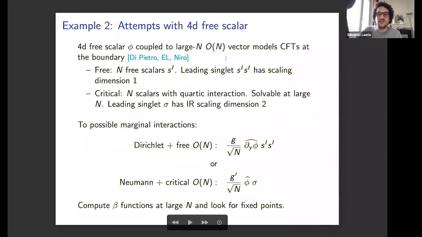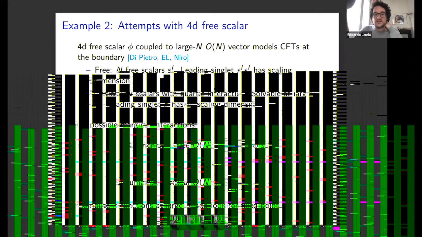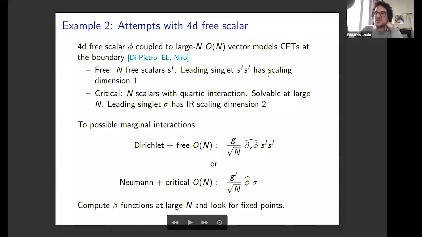So a natural choice are the O(N) vector models. These O(N) vector models are perfectly well-defined 3D CFTs. They are under control at large N. In particular, they come in two varieties. So we have the free O(N) vector models. They are just N free scalars, let's say phi_i as i goes from 1 to N. So the free O(N) vector model is just a theory of N free scalars, and the leading singlet operator in this theory has just scaling dimension 1, because a free scalar in 3 dimensions has dimension 1/2. So this is dimension 1.